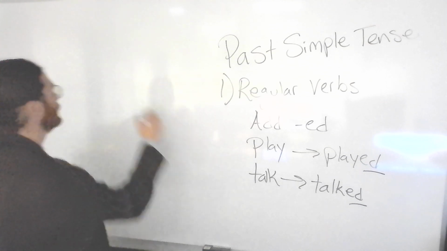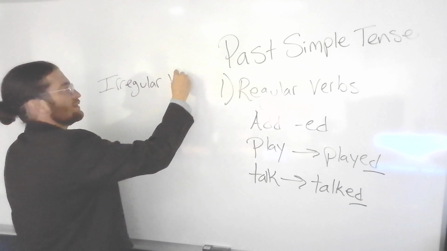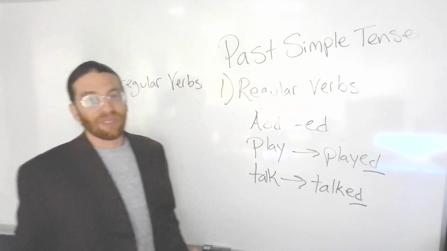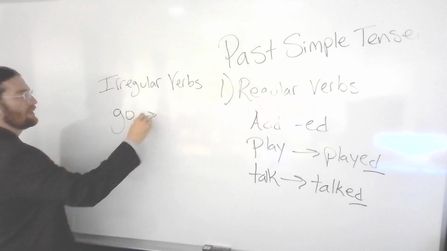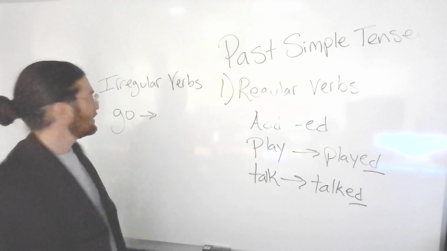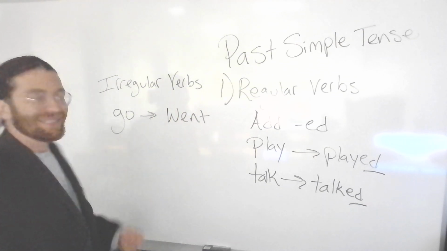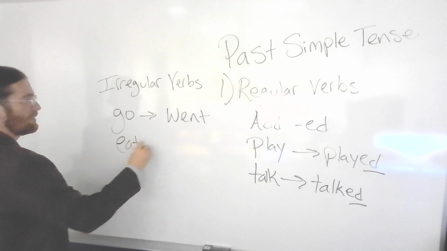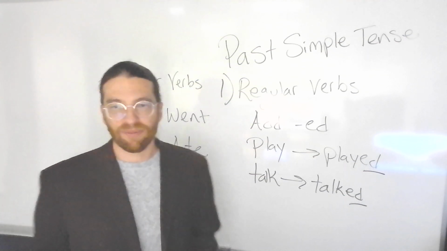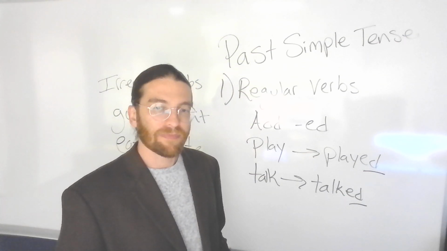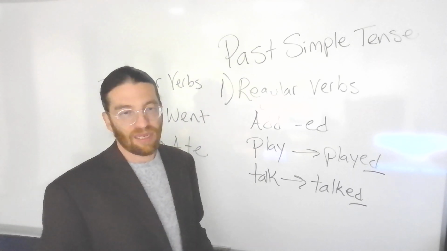But what about irregular verbs? Well, here are some examples. Go in present tense becomes went. Eat in present tense becomes ate. These are tricky. They should be studied and memorized.